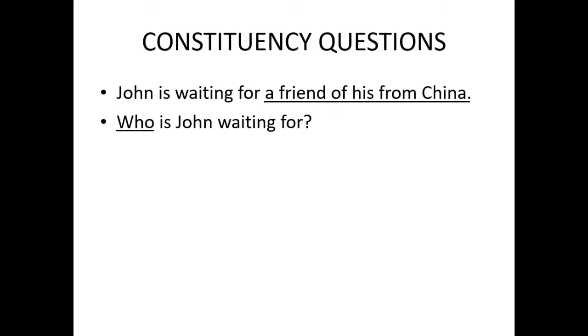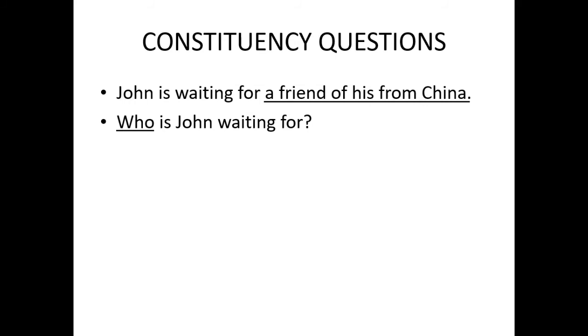I mentioned, when we were talking about the subject, object, and the adverbial, constituency questions. So who and what are questions which identify the subject and the object. John is waiting for a friend of his from China. So who is John waiting for, or who is waiting for a friend of his from China? You see, who can be used for either the subject or the object. So it's useful in the sense that if there's a sentence element which answers the question who or what, that's the subject or the object.